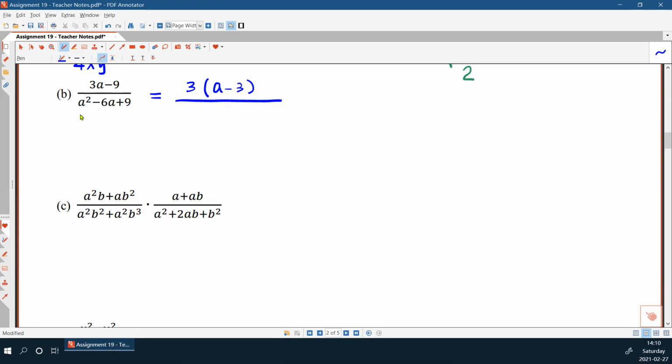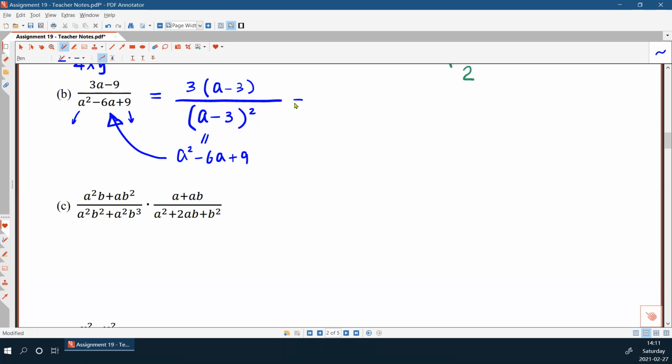So how about the denominator? Note that there are 3 terms, right? You have something square here, something square here. Now we need to check if the middle term is twice the square root of the first term and the last term. Apparently it is, right? So this is apparently (a minus 3) squared, right? And remember that you can always check back. So if you expand (a minus 3) to the second, you will get a squared minus 6a plus 9, which is exactly the same as the original expression, right?